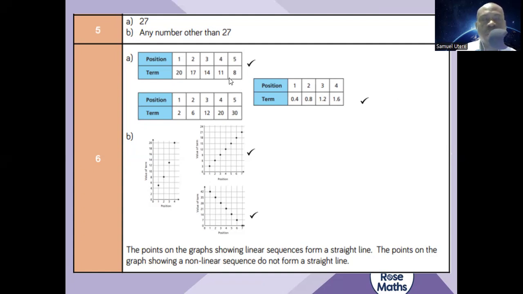And then here you're just asked to check the tabular form to see whether the sequences are linear or non-linear. And for the graph, you can see that the points are lined up, so you can join them with a nice straight line. You can join this with a straight line, so these are linear. By visual inspection, just by looking at it, you could have done it. And then the last one: the points on the graph showing linear sequences form a straight line. The points on the graph showing non-linear sequences do not form a straight line. By now, we should know that. We learned that in our previous lesson.